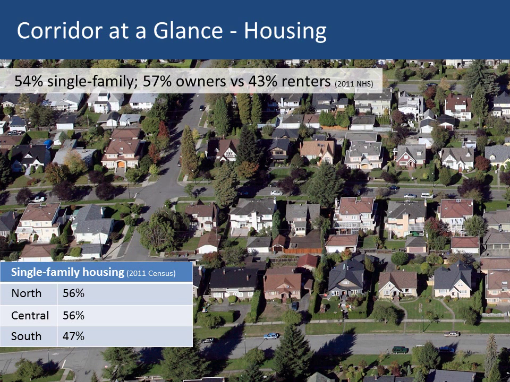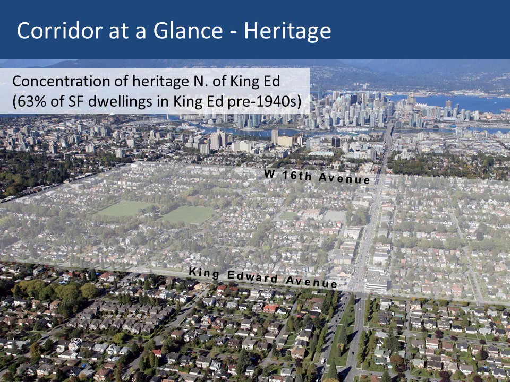As is typical in other South Vancouver neighborhoods, the corridor is predominantly single-family, with a majority of owners versus renters, and about 56% of dwelling units in the central portion of the corridor are in a single-family house. Within the corridor, there is a unique concentration of heritage and character homes in the King Edward area north of 25th Avenue. About 63% of single-family dwellings in this area, north of King Edward, were built before 1940. This is an important consideration for Phase 3, as this change is notably moving south of King Edward Avenue.